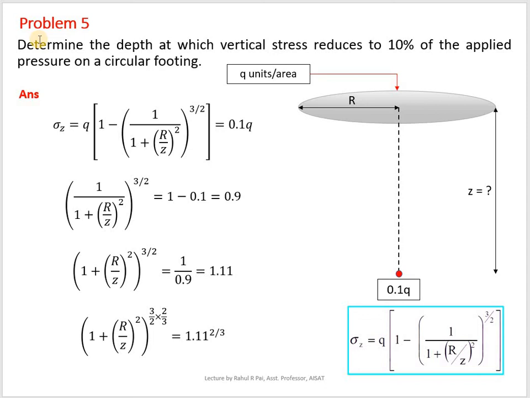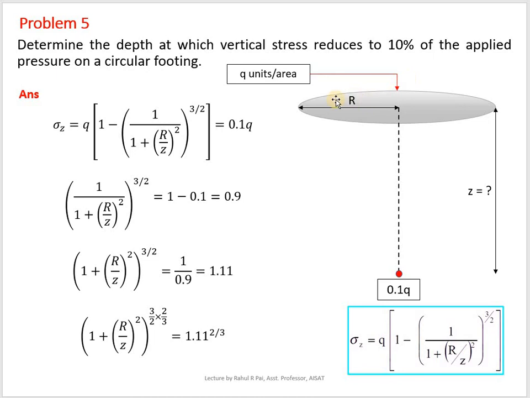But if you learn 2 or 3 formulas by heart, definitely you can score around 15 to 20 marks. So this problem, I will read out the question: determine the depth at which vertical stress reduces to 10% of the applied pressure on a circular footing.